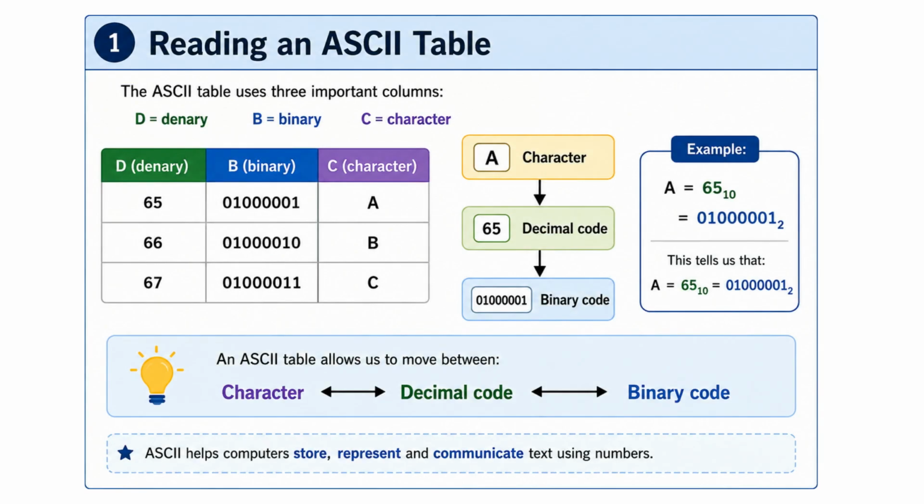An ASCII table connects three important things: a character, its decimal code, and its binary code. For example, the character A has the decimal code 65, and 65 in binary is 01000001. So we can say A equals 65, and 65 equals 01000001 in binary. In the same way, B is 66, and C is 67. Using an ASCII table, we can easily move between characters, decimal codes, and binary codes. This is how computers represent and store text using numbers.